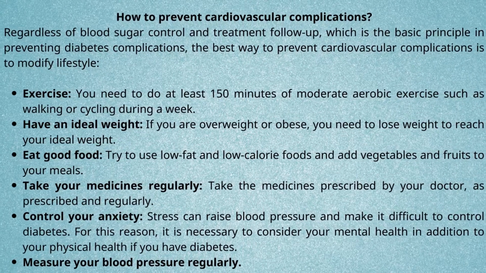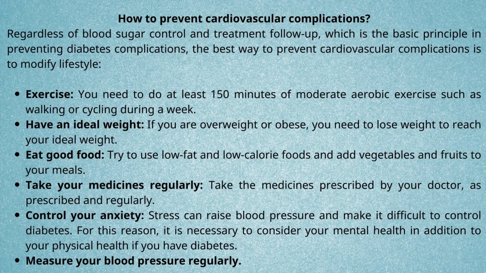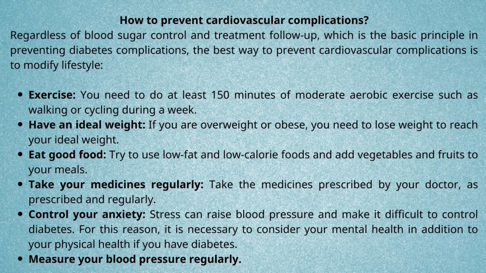Regardless of blood sugar control and treatment follow-up, which is the basic principle in preventing diabetes complications, the best way to prevent cardiovascular complications is to modify lifestyle. Exercise. You need to do at least 150 minutes of moderate aerobic exercise such as walking or cycling during a week. Have an ideal weight. If you are overweight or obese, you need to lose weight to reach your ideal weight. Eat good food. Try to use low-fat and low-calorie foods and add vegetables and fruits to your meals.